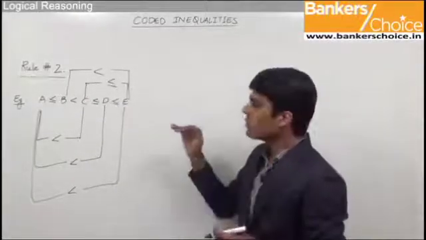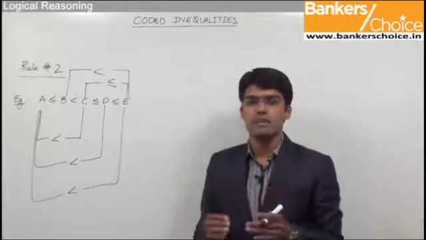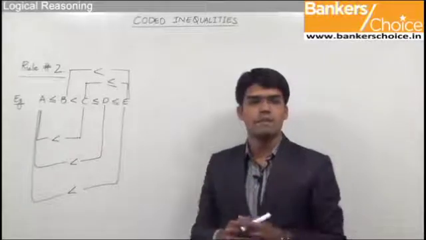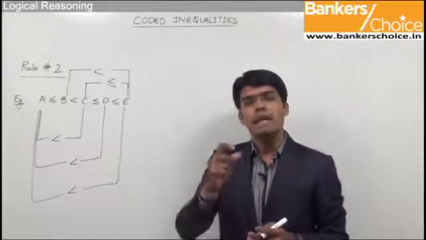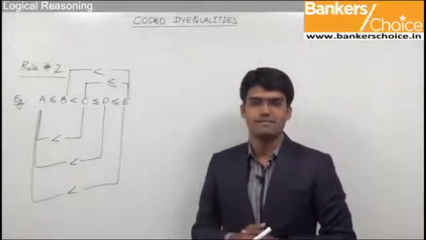So I hope the rule here is clear to all of you. The simple idea is, whenever you compare two distant variables, just see all the different inequalities present in between them and take out the minimum common part which exists in all the inequalities.